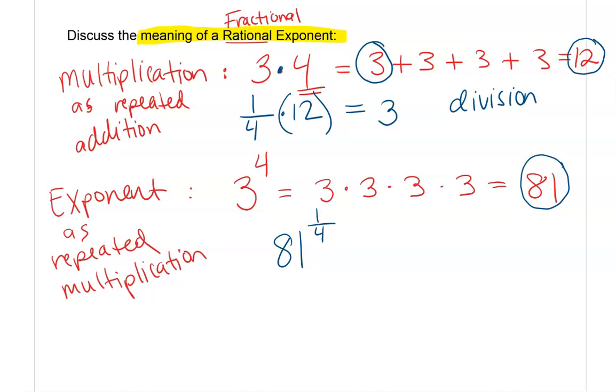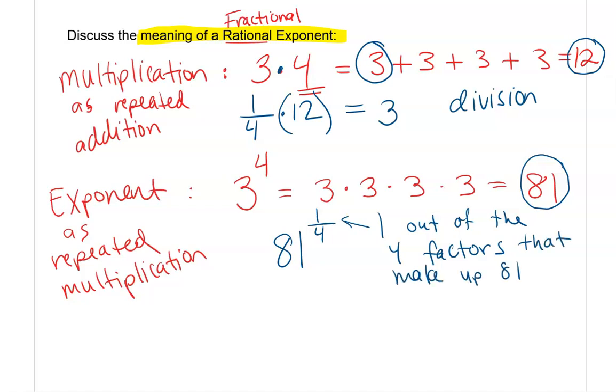So here, since this is exponent notation, I'm thinking of repeated multiplication, and so this would be telling me to look for 1 out of the 4 factors. So now we're looking at factors, not terms. 1 out of the 4 factors that make up 81. And since 3 is the number that multiplies to itself 4 times to be 81, then 3 would be 1 out of those 4 factors that make up 81.